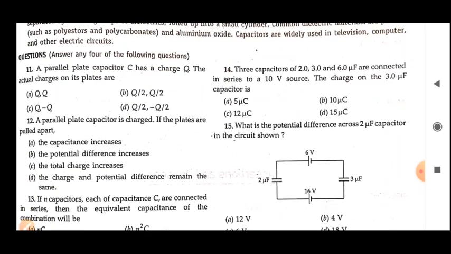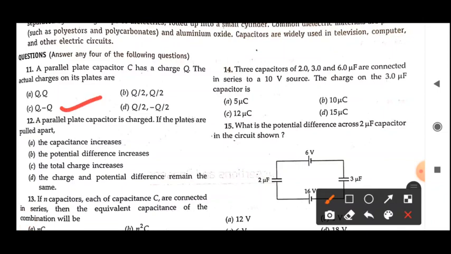So the first question: a parallel plate capacitor C has charge Q. The actual charges on its plates are? If it says the capacitor has some charge, then the capacitor's charge is the charge of the positive plate. So it means one plate will have q charge, and the second one will have opposite polarity, minus q. So our third option will be correct in this case.